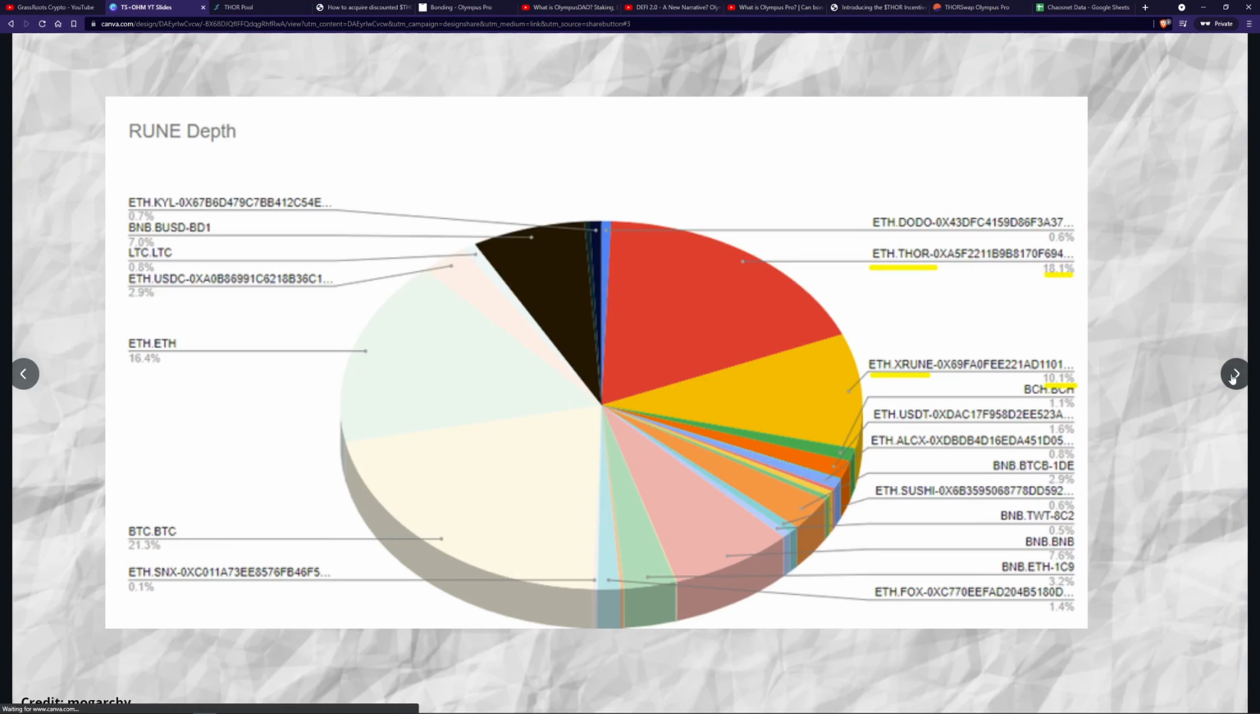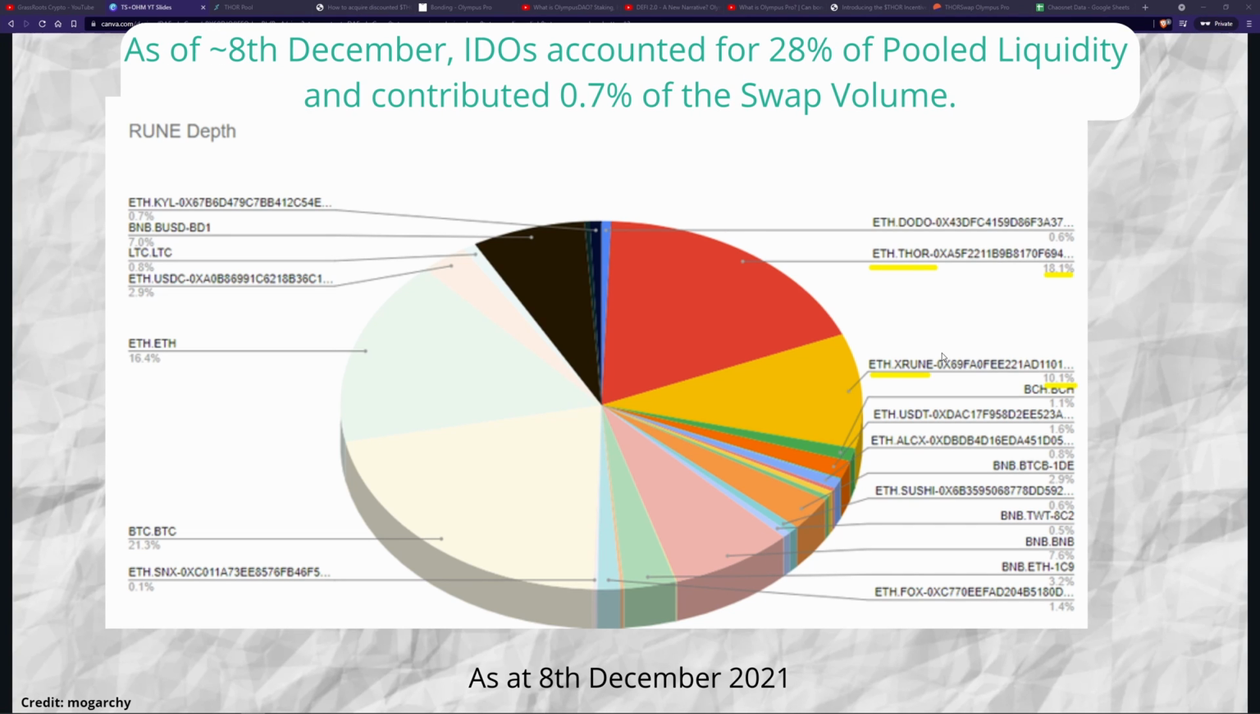Looking at this on a pie graph, you can see 18% is being taken up by the THOR liquidity. It's about 10% here for XRUNE. So that's 28% of pooled liquidity taken up by IDOs. And due to the caps, it stops other liquidity being added, like BTC, Ethereum, or BNB.